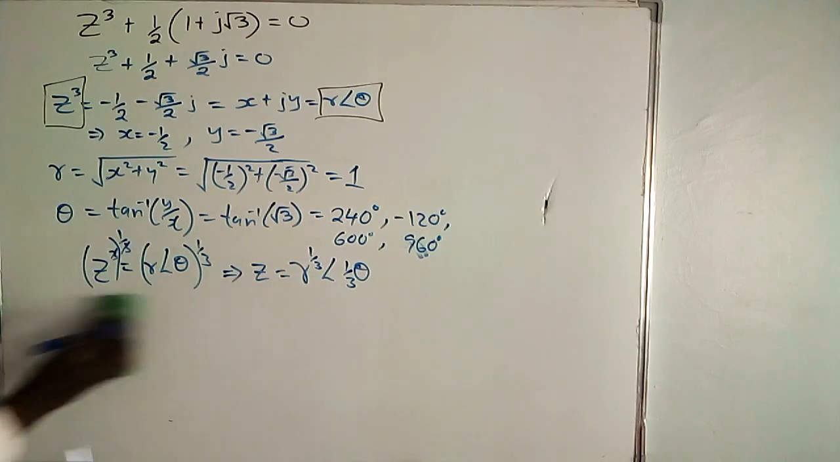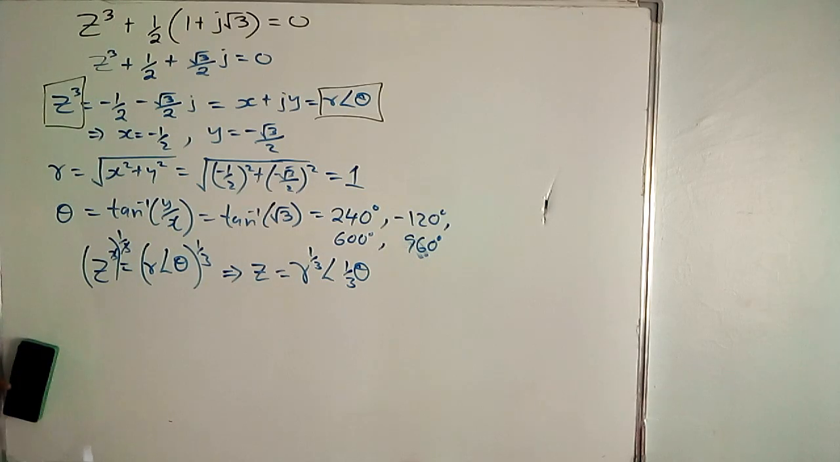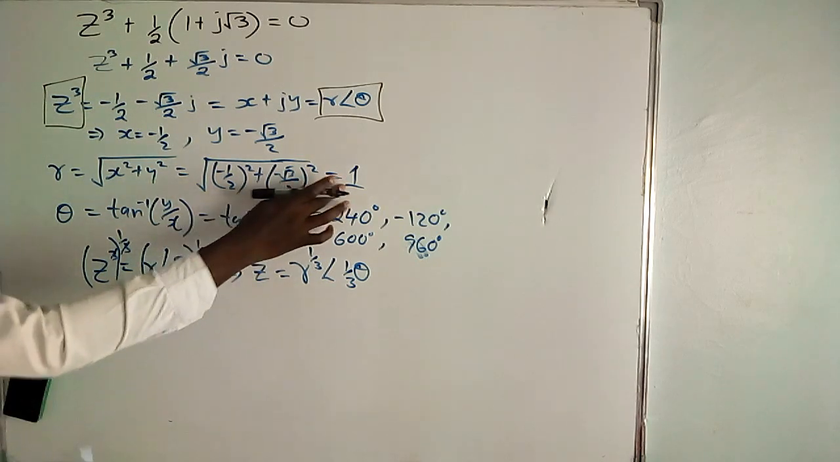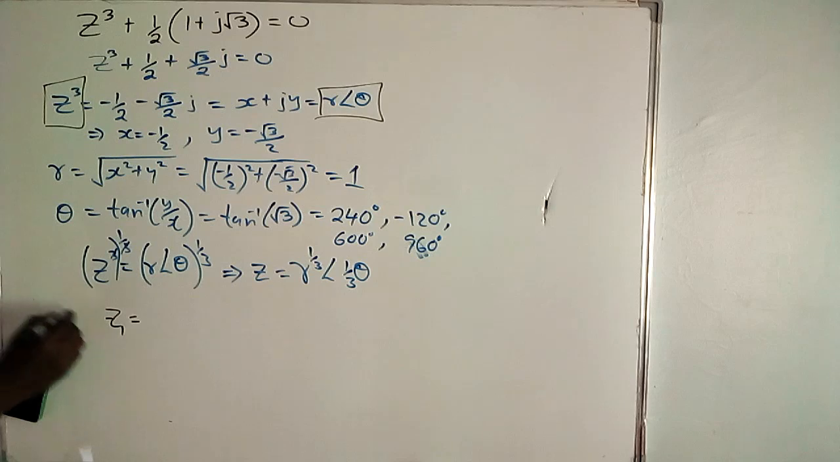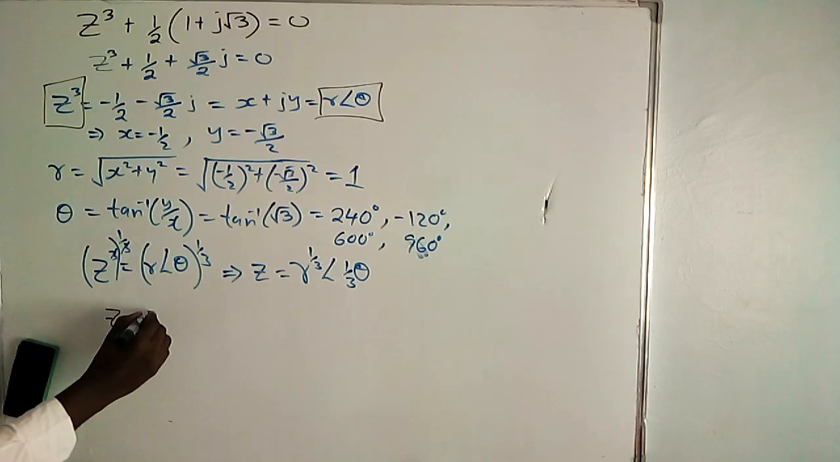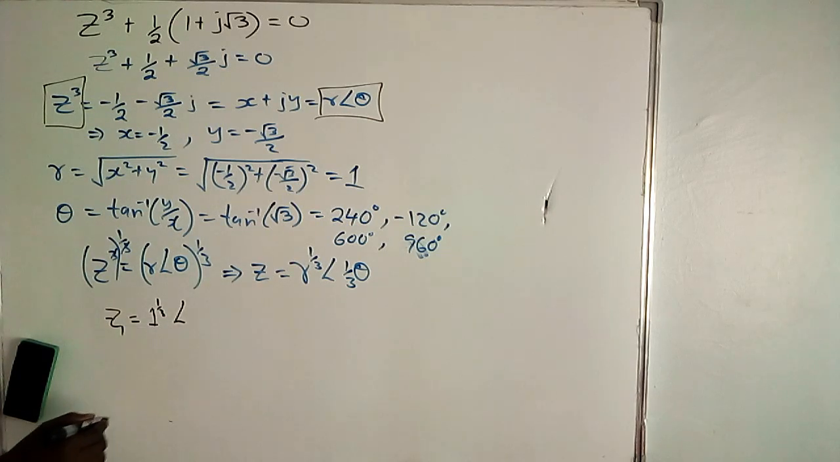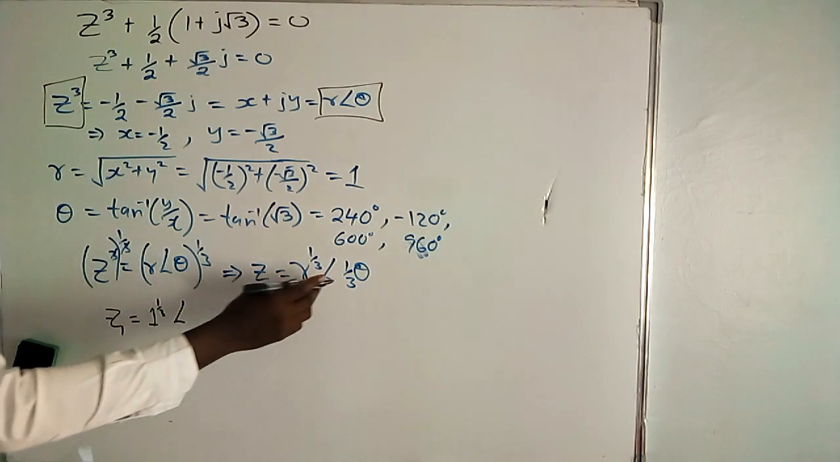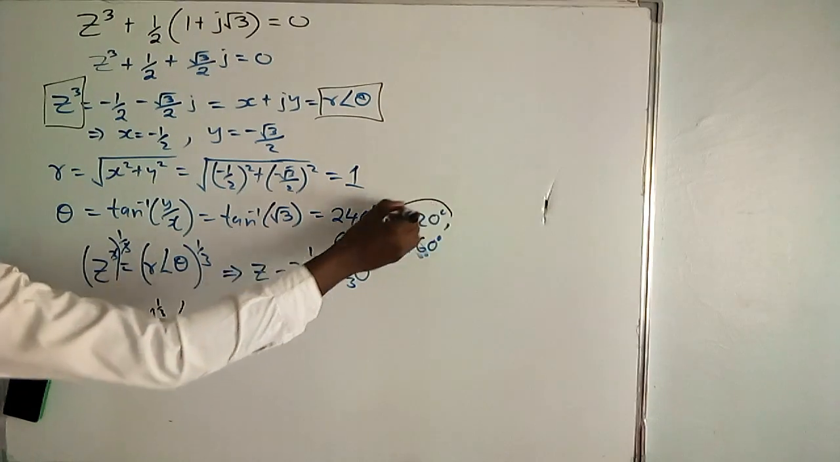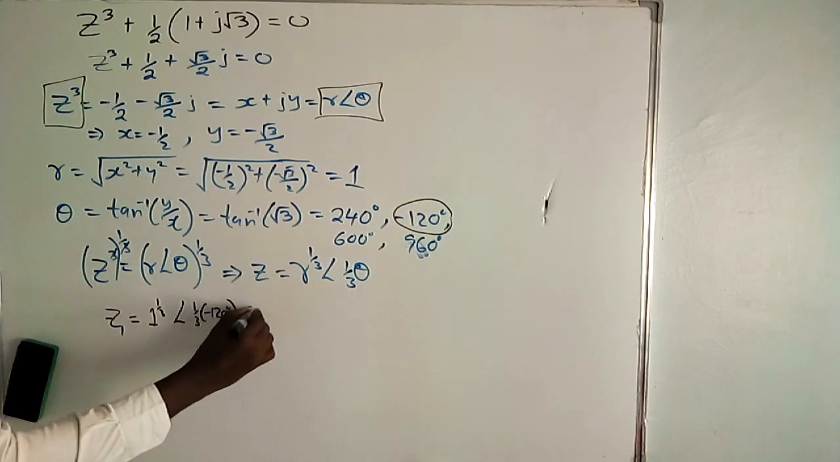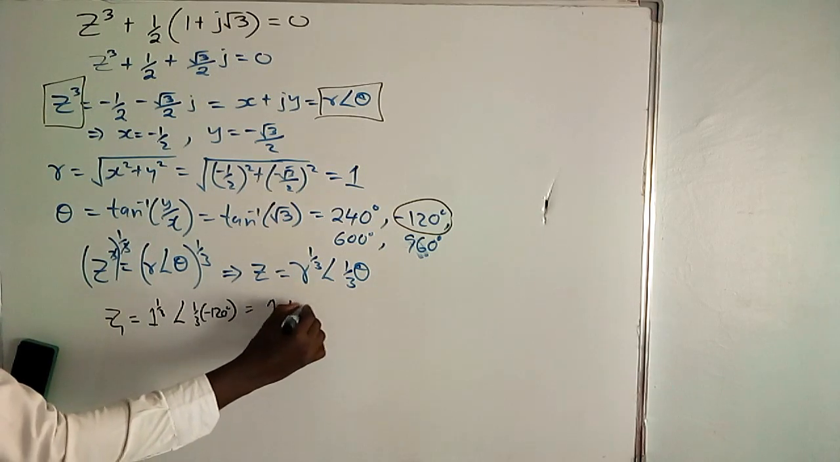So from there, we now substitute the values. We start with the first solution, z1, r raised to power a third. So start with r raised to power a third, which is 1 raised to power a third. 1 raised to power anything is 1, isn't it? So all our r is 1. So you found the first z1: r is 1, then a third theta. Start with the first theta. A third of negative 120 is negative 40 degrees. So there we have negative 40 degrees. We are done with z1, isn't it?